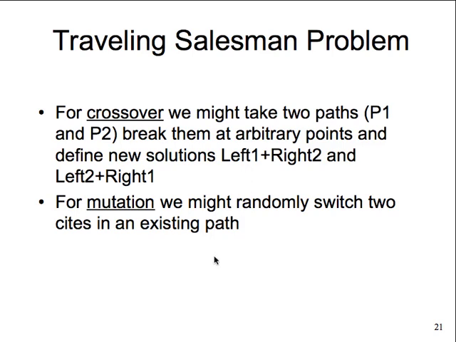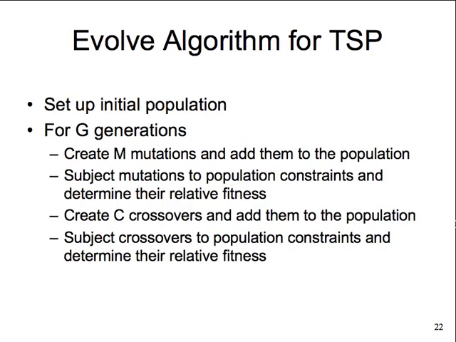For the mutation, you might randomly switch two cities in an existing path. Actually, just pick a city you like, number 5, and just randomly rotate it, switch it around, and you've created a mutation. Not all your mutations are going to be good. It's kind of like human experimentation. Not all the mutations are good. Some of them actually cause some pretty bad diseases. But some of the mutations actually create more intelligence, or they create faster people, or they create something good.